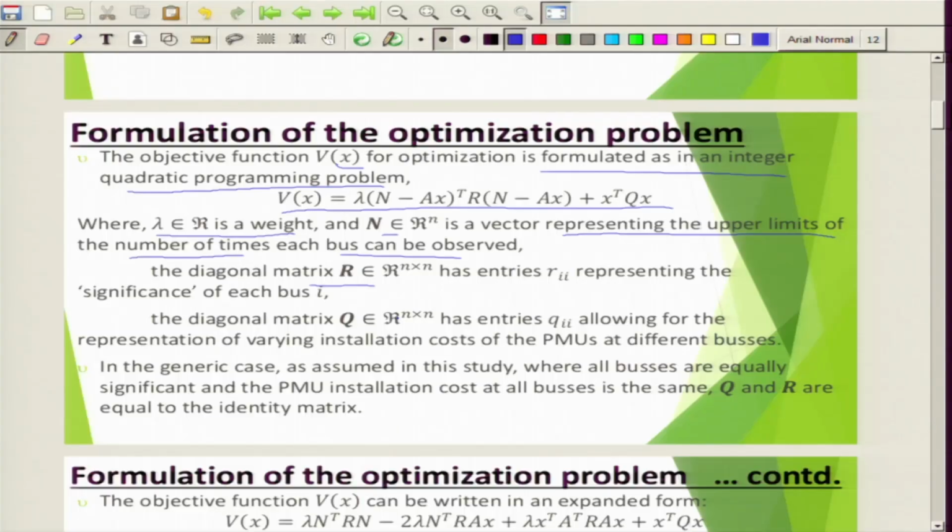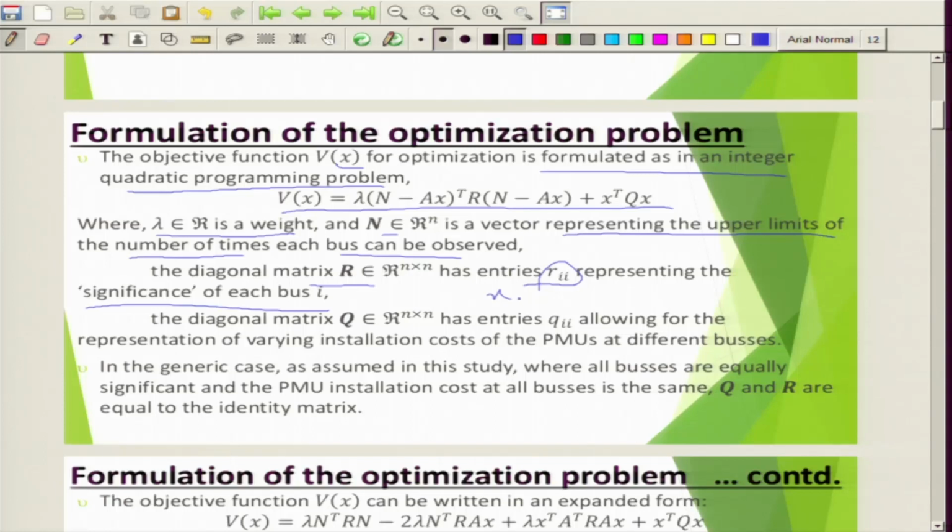So the diagonal matrix R has entries Ri representing the significance of each bus i. It's a very important point. Not all the buses are very important, not all the buses are very significant. So a weightage is assigned to different buses to indicate which bus should be given more priority for PMU placement, such that if you place a PMU at, let us say, bus X, which may be a more prominent bus, then you can have more observability compared to placing the same PMU at bus number Y. So that is the whole agenda.